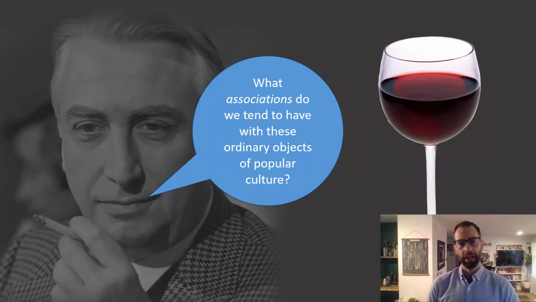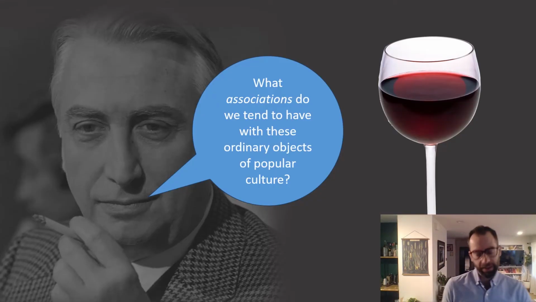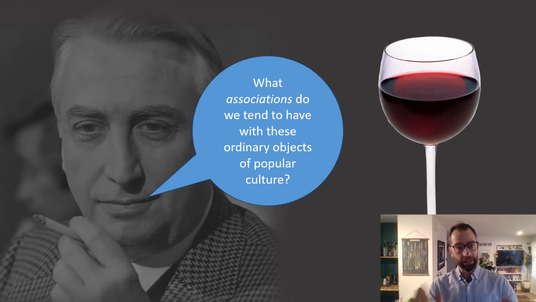So I want to go back to that question I asked earlier. What associations do we tend to have with these ordinary objects of popular culture? Barthes just gave us an example of looking at a particular print ad, but most of them are not really doing close analysis of individual objects. They are doing a more distanced analysis of general social phenomena. Wrestling, margarine, wine and milk.